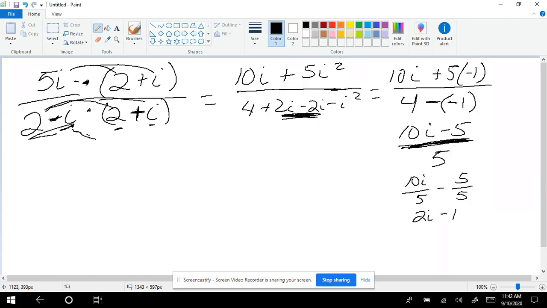Remember, standard form, the imaginary term comes second, so we need to switch those around in a different order. So we're going to get negative 1 plus 2i. There is our final answer.